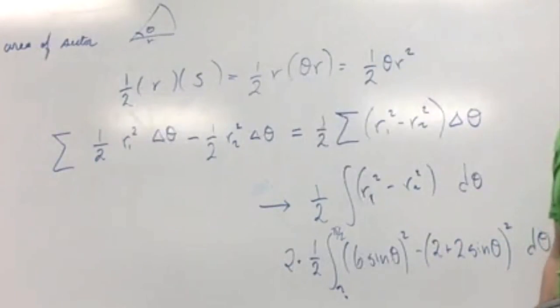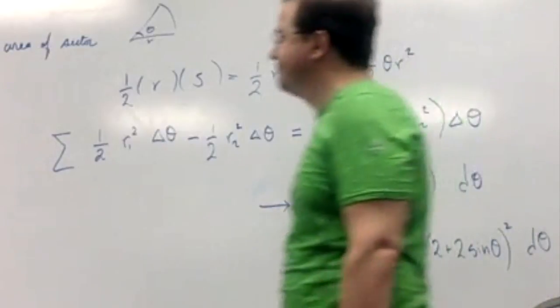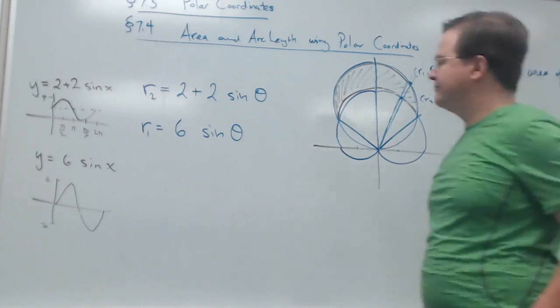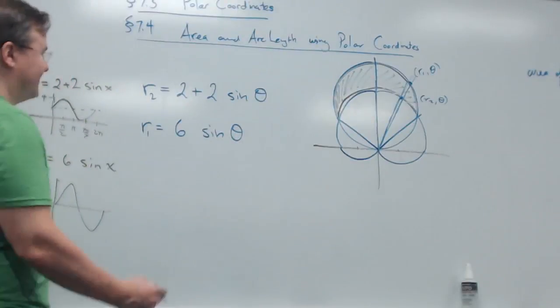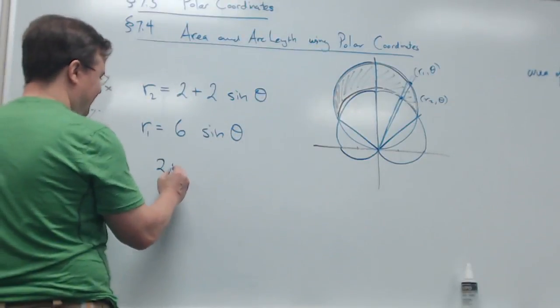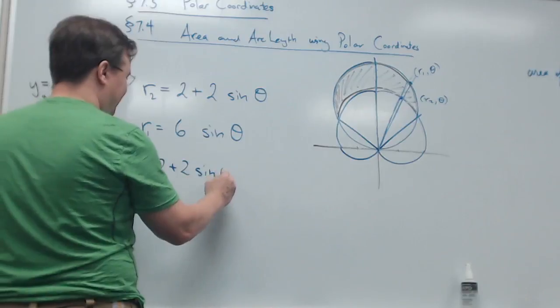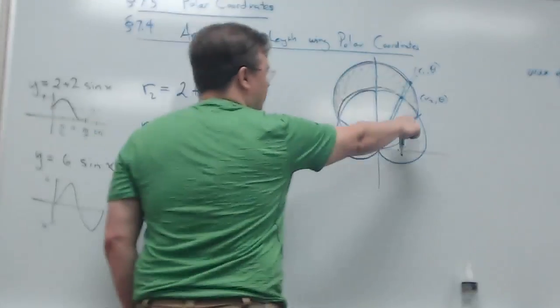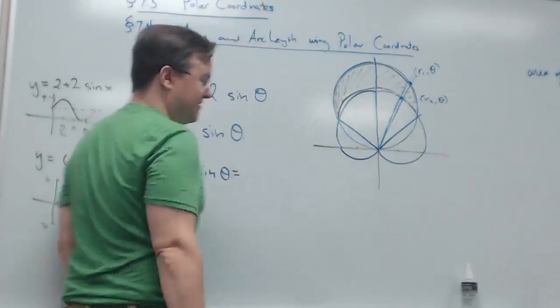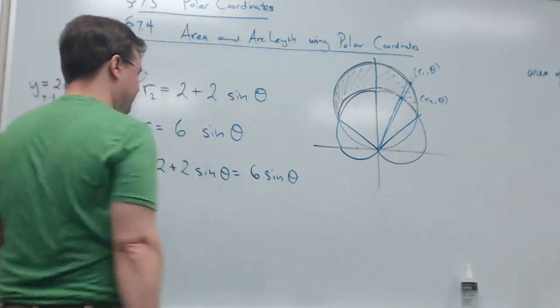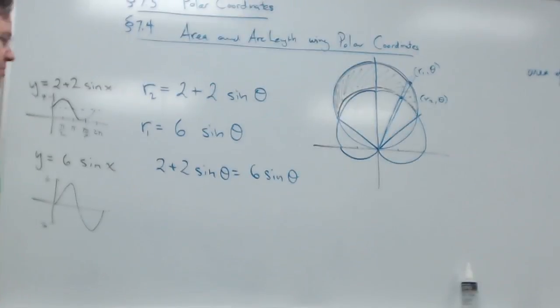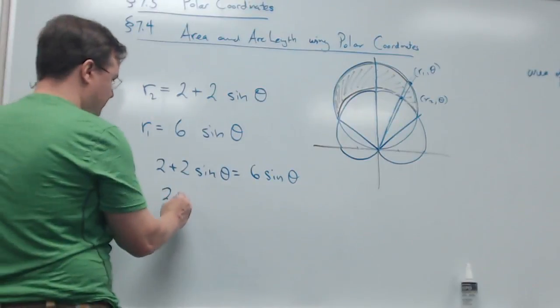But how do you write polar coordinates equal to each other? Pretty easy, the same way you do with rectangular coordinates. You just pretend that r is f of x, because the radius r1 is equal to r2 right here. We're solving that equation.